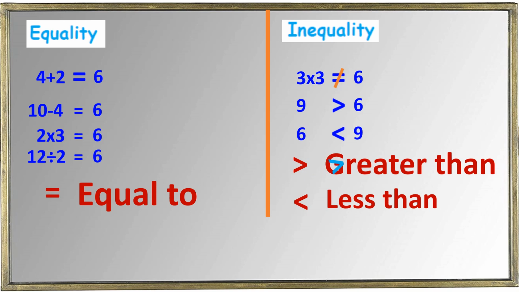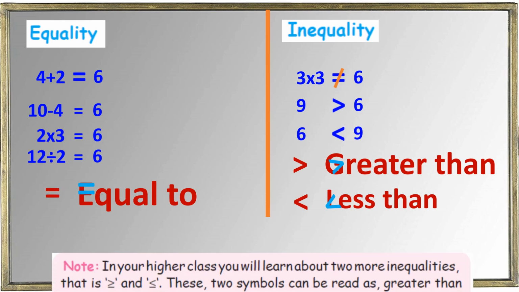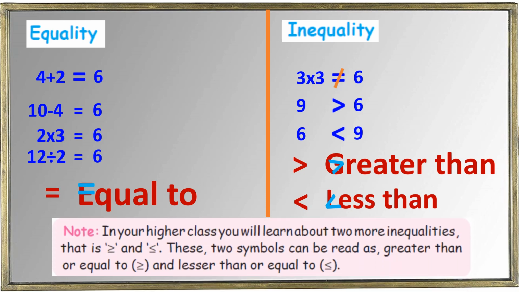Look at this. The greater than symbol is fixed in the letter G itself. Likewise, the less than symbol is also fixed in the letter L. And here the equal to symbol is also fixed in the letter E.